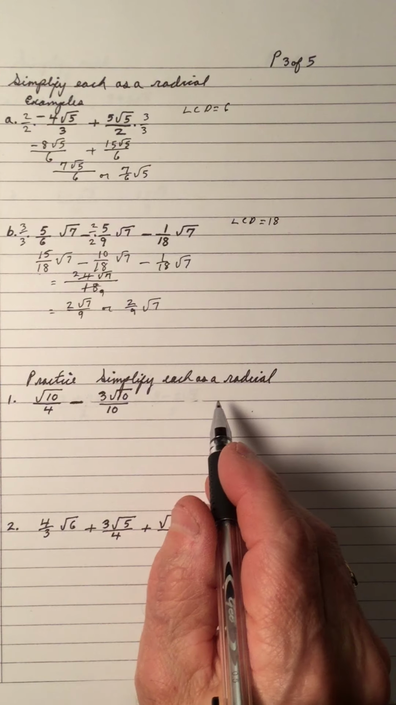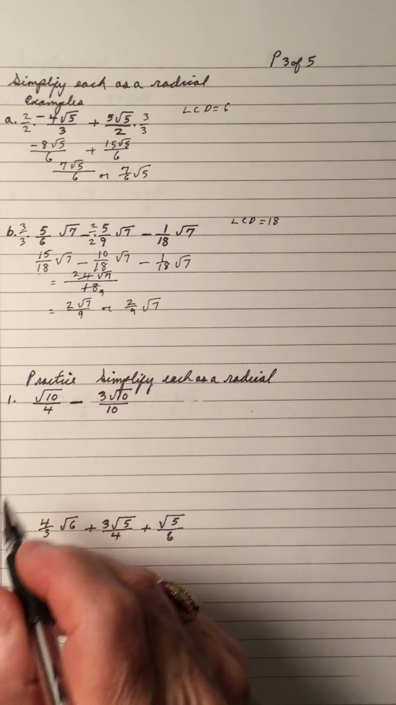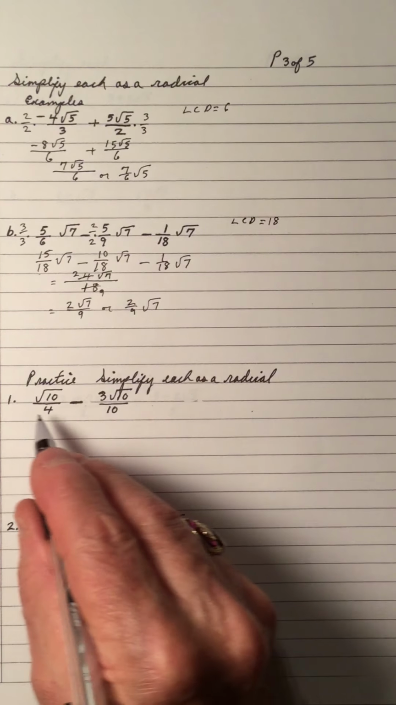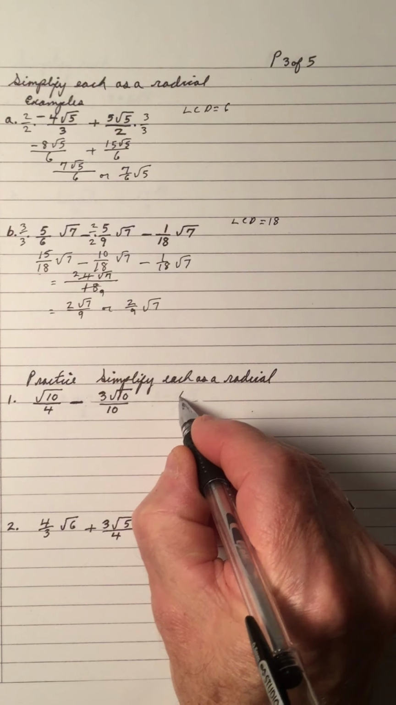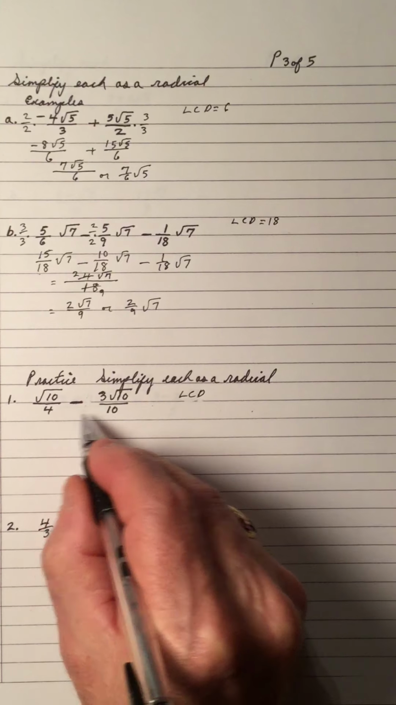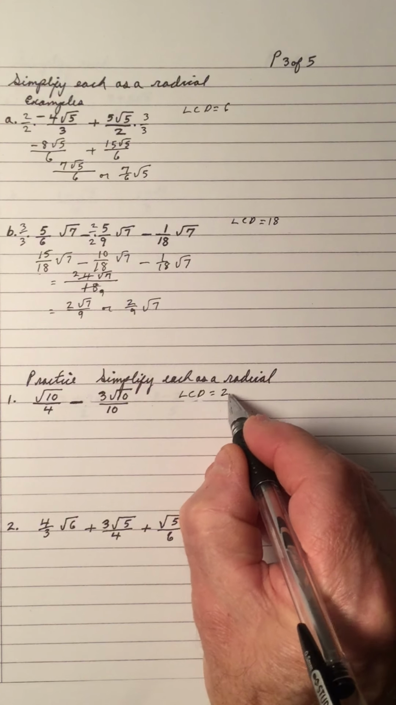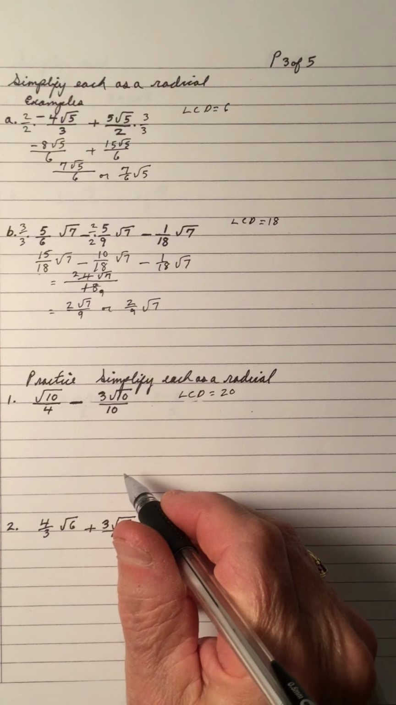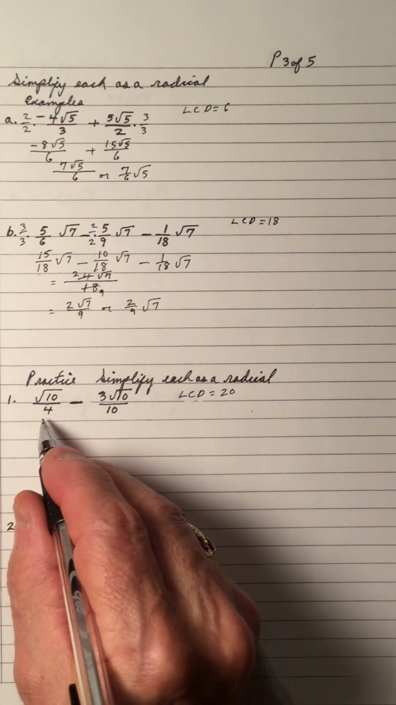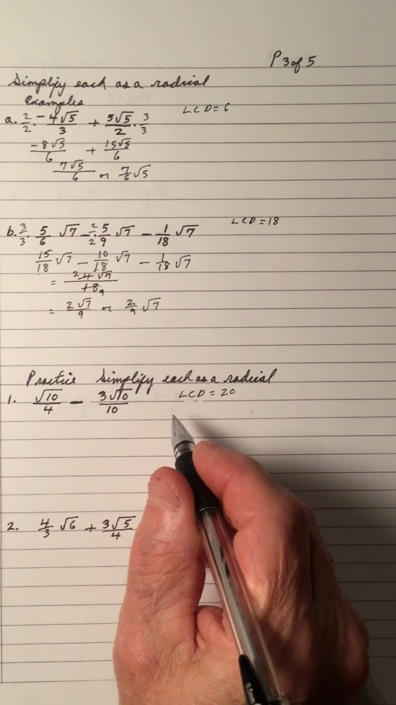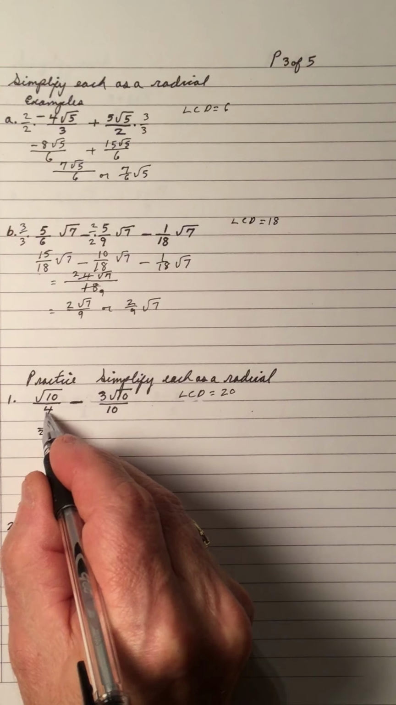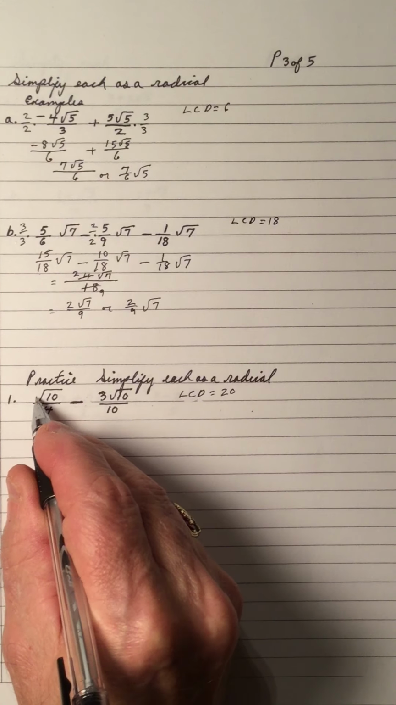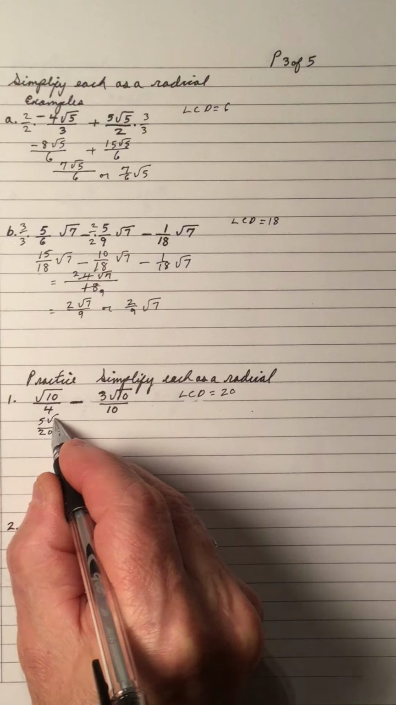Practice means pause your video and work these out one at a time. Here we go. Number 1. Simplify each radical. We need a common denominator. The common denominator for 4 and 10 is 20. 20 is a multiple that 4 and 10 divide into. So we put down 20. 4 into 20 goes 5. 5 times 1 is 5 root 5.